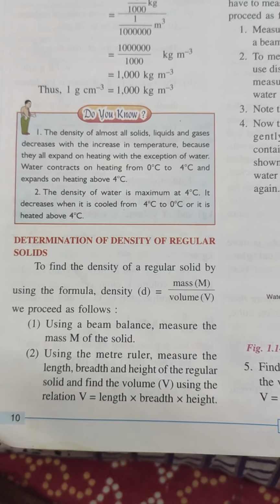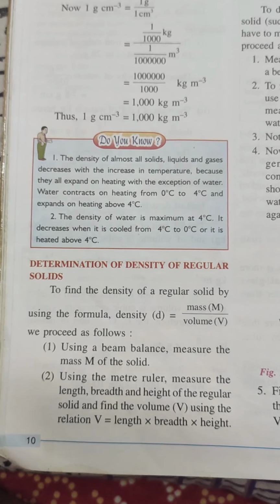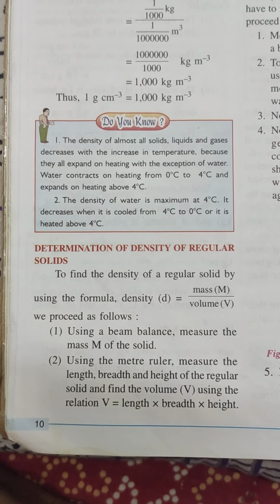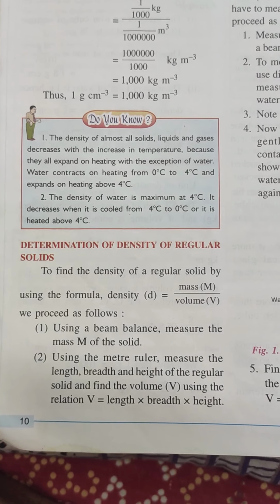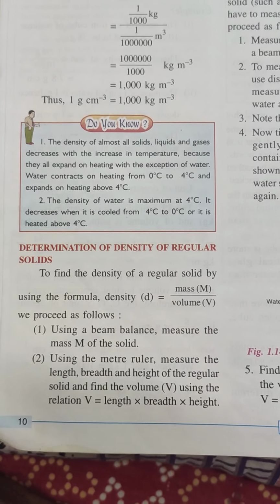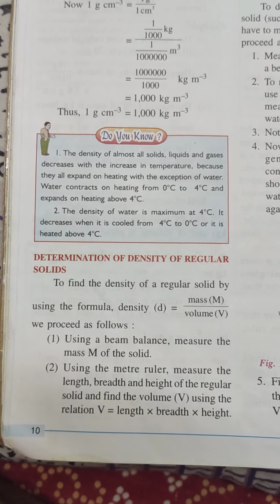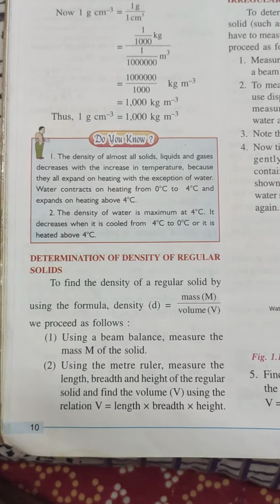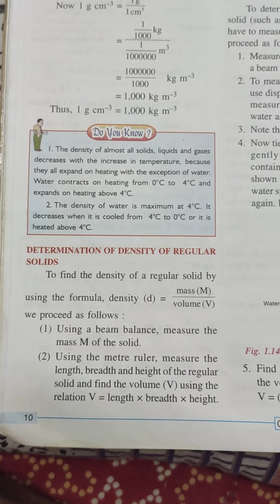Hello class 7th. In the last class I taught density, the SI unit of density, the formula, and the relation between the SI unit and its CGS unit. Density equals mass over volume, and the SI unit is kg per meter cube. The relation between the SI unit and the CGS unit is 1 gram per centimeter cube equals 1000 kg per meter cube.